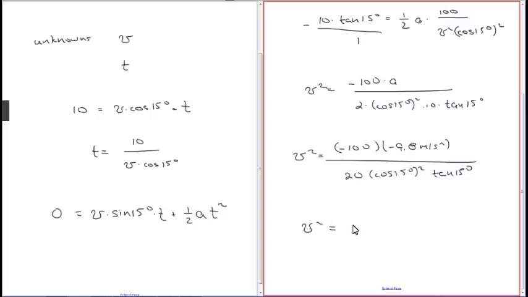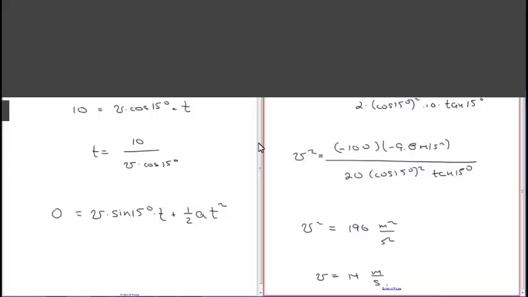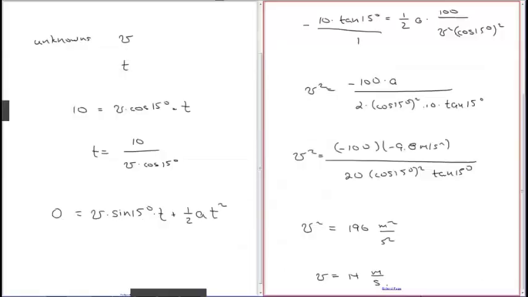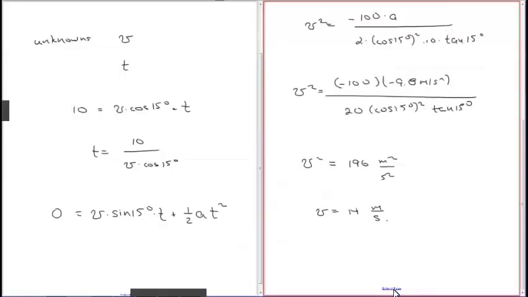So when I take the square root, I get 14 meters per second. Okay, so let me just check the answer and see if I made a mistake. So I'm happy because that's the right answer. Now it will be plus or minus 14, but of course it has to be positive because we're moving from left to right.